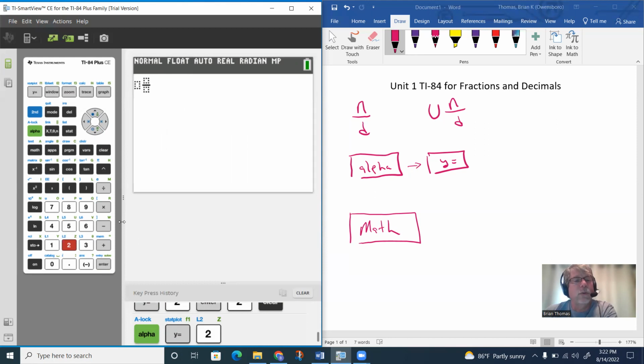So if I want to put 3 1/8 into the calculator, I type the 3 in to start with. I use my right arrow to get to the numerator of the fraction part, 1, push down to the bottom there and get the 8, hit enter.